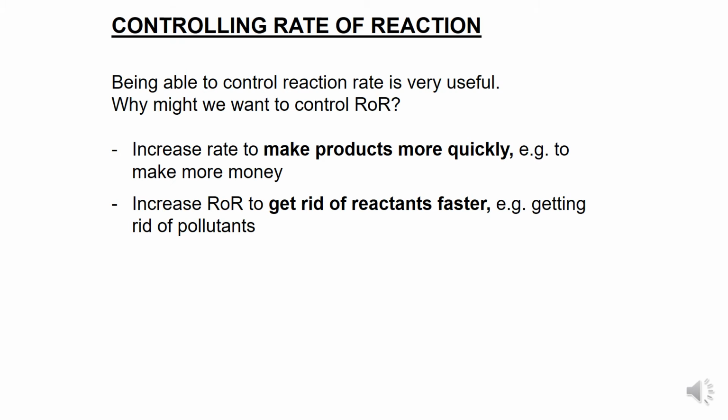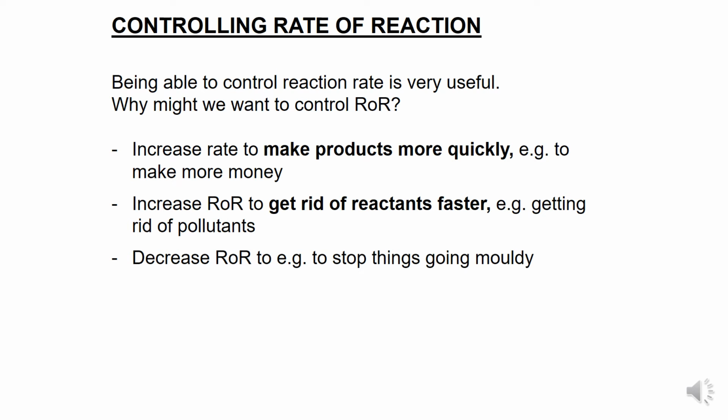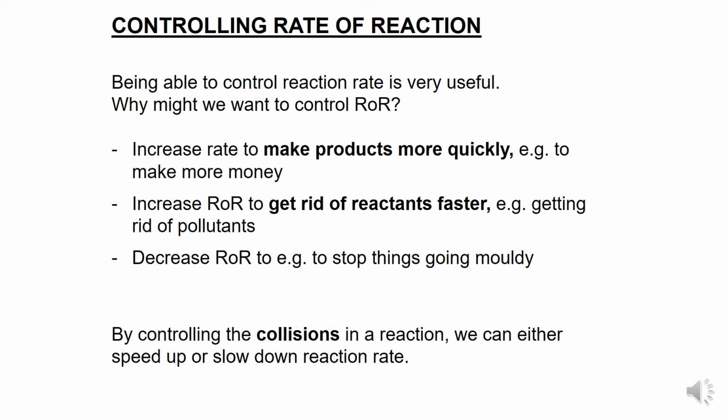Now we might want to increase the rate of chemical reaction to get rid of reactants faster. So for example, getting rid of pollutants. We might want to get rid of pollution coming out of a car or out of a factory chimney. So we might want to increase chemical reaction rate to decompose reactants faster. On the other hand, we might want to decrease rate of reaction, for example, to stop things going mouldy. That's why we put things in a fridge. It slows down the chemical reactions that causes mould to form. So by controlling the collisions in a reaction, we can either speed up or slow down that reaction rate.